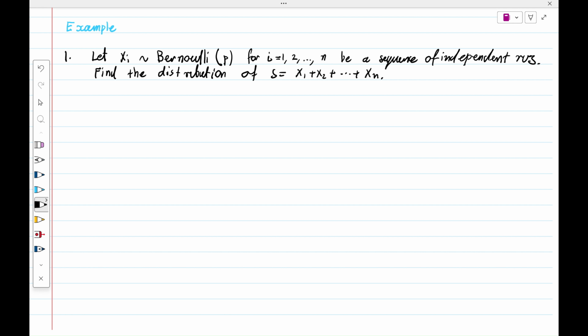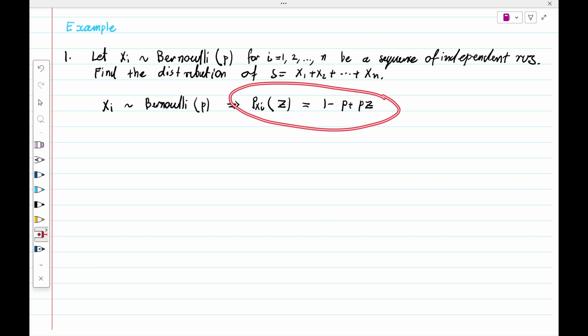Well, first thing to begin with is to note that if xi has a Bernoulli distribution with parameter p, then this implies that the probability generating function is given by 1 minus p plus pz. Now, if you haven't seen this before, I encourage you to look at some other videos where I derive this particular probability generating function. But for now, I'm going to take it as given.